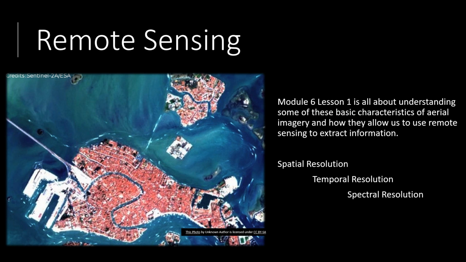So to recap, remote sensing is all about the acquisition of information without making physical contact with an object, right? So extracting information from imagery. Module 6, Lesson 1 is all about understanding some of the basic characteristics of aerial imagery and how they allow us to use remote sensing to extract meaningful information.